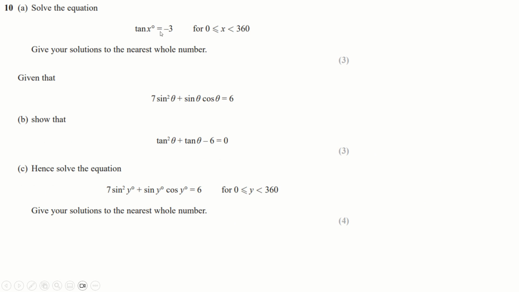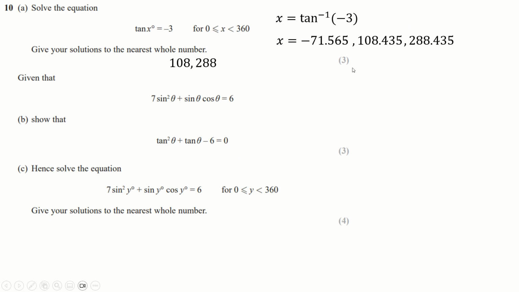Good, so we'll just do tan inverse of minus 3, and we get this. Tan is repetitive every 180. It's the easy one, you just always add 180. You'll never miss another solution. Just add 180 a couple of times and then round to the nearest whole number, and we'll get these here. That's 3 very nice marks. This question is actually kind of tough for 3 marks for sure.